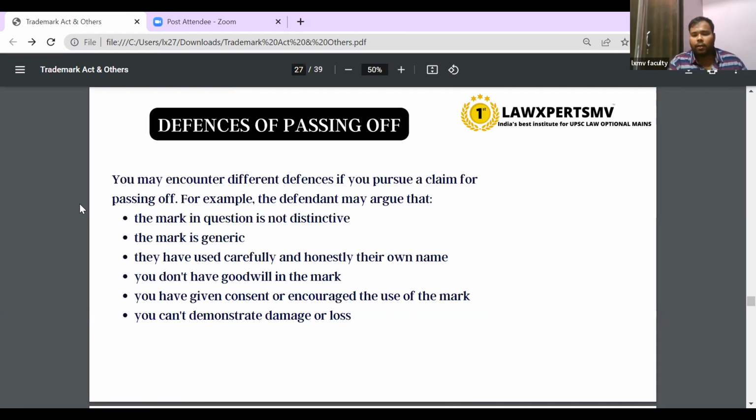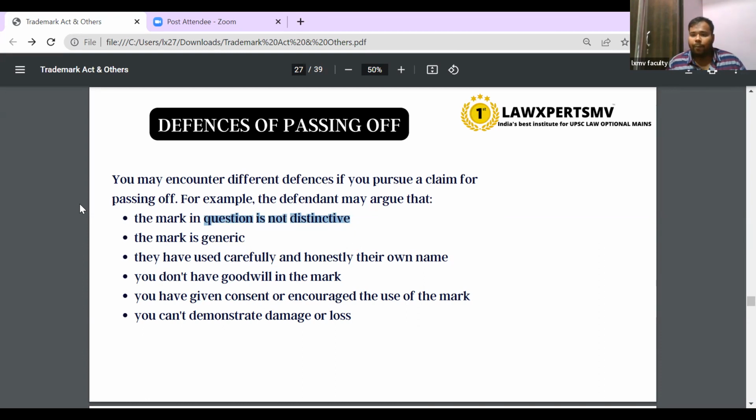So in this particular question of law optional, we have understood that there are three parts. The third part is what are the defenses which can be put forth against the action of passing off. You can say that that particular brand name or mark or logo is not distinctive. And secondly, you can say that since it is not distinctive, it is very generic in nature and everybody can use it.